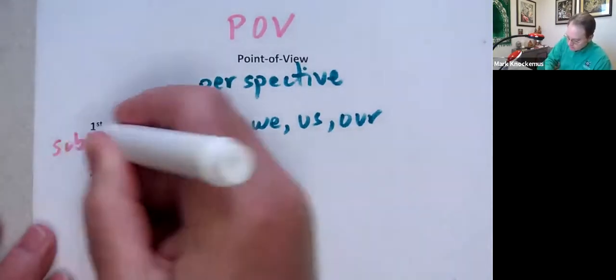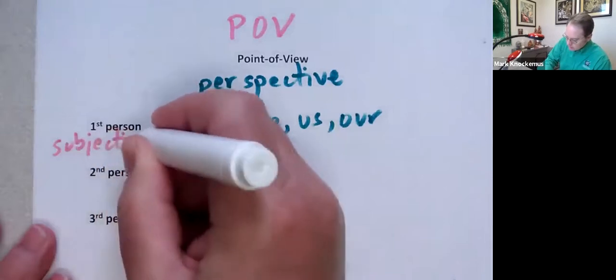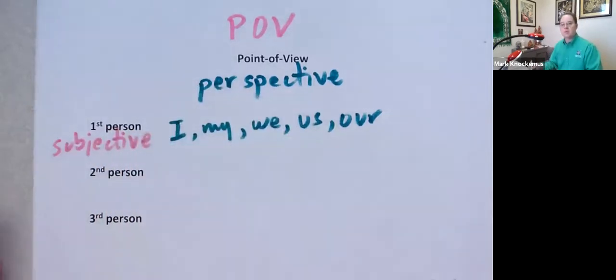And this is called subjective writing. So if you ever heard the term, you're looking at this subjectively, if somebody says that to you, if there's a problem and they say you're looking at this subjectively, that means you're filtering it through your own perspective.